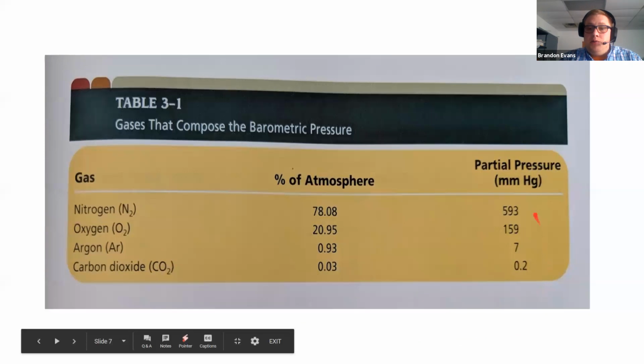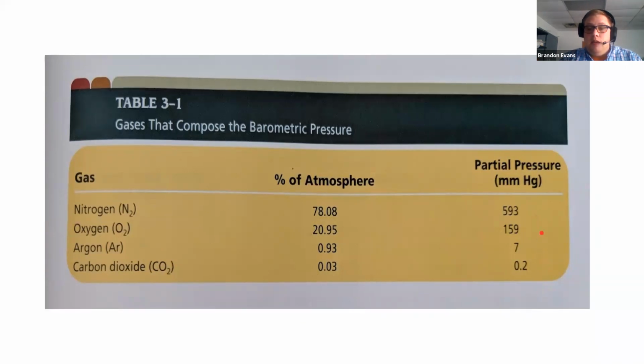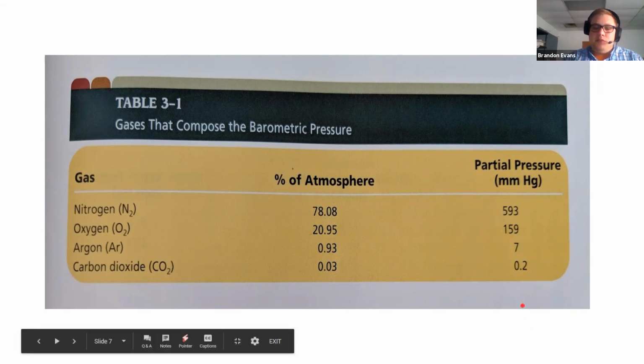And we can see the partial pressures of each of those gases on the right side of the screen. Nitrogen has a partial pressure of 593. Oxygen has a partial pressure of 159, and if we add all of these up, guess what we come to? We come to that total atmospheric pressure of about 760. It's a little bit less, but that's because we left off those extra gases.